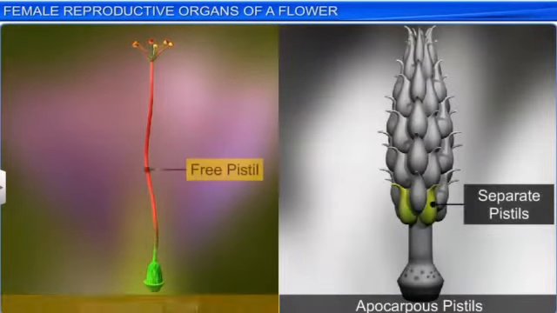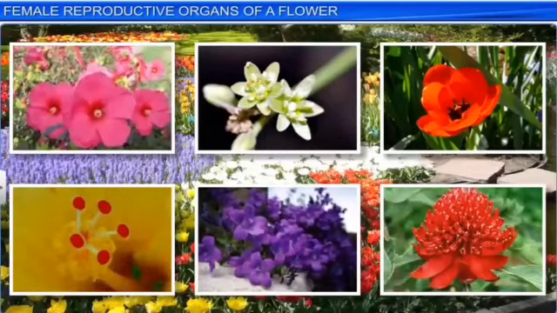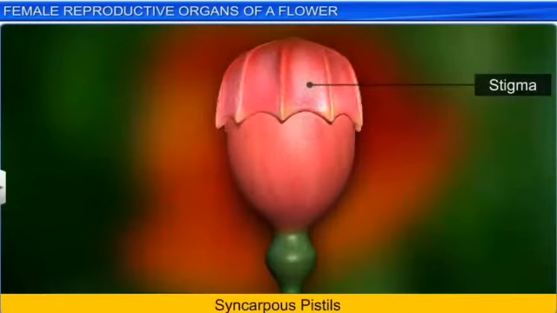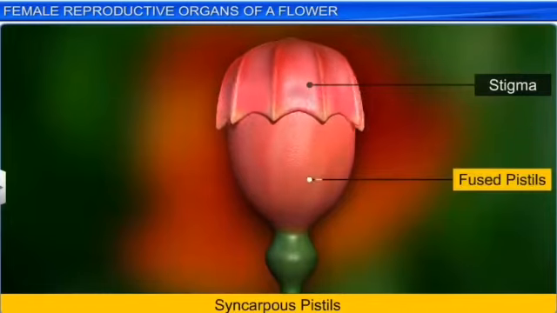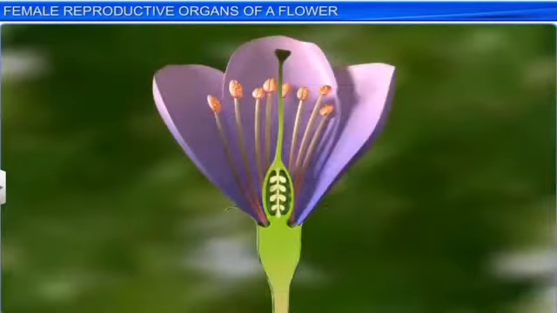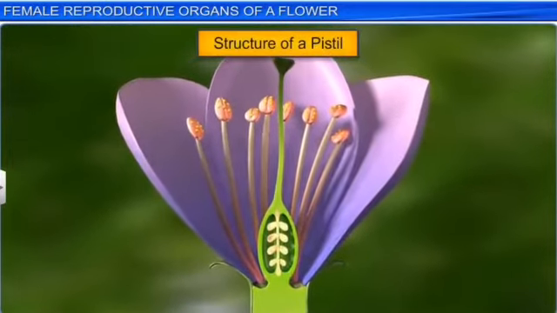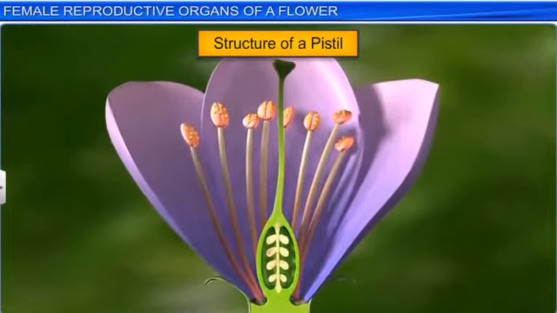So, if they are fused, it is said to be the syncarpous, and if they are free, then it is said to be the apocarpous. Here we can observe very well the fused pistil, that is the syncarpous. Now focus on the structure of a typical pistil.